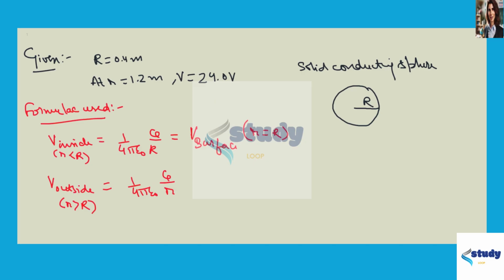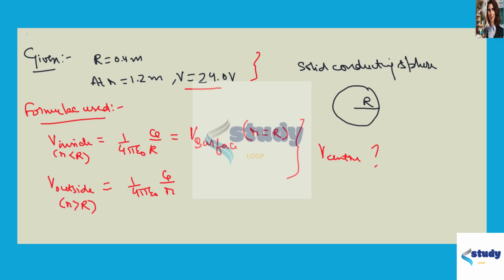So in this question, we have problem number 23.28, chapter number 23, electric potential. We are given that there is a solid conducting sphere having radius 0.4 meter and there is some charge on this sphere, and at r equals 1.2 meter, the potential is 24 volt. And we have this formula here, and we will find out the value of the V center using these two formulas here and using this information.